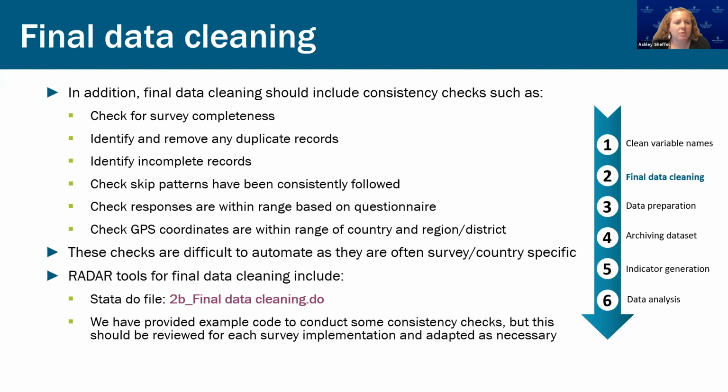However, these checks are really difficult to automate because they're often survey or country specific. And so we've put together some example code to conduct some of these consistency checks in this do file called 2B final data cleaning. But this really has to be reviewed for each survey implementation and fully adapted. That's why we've split 2A versus 2B, where 2A is minor adaptation and 2B is much more example code with major adaptation required.